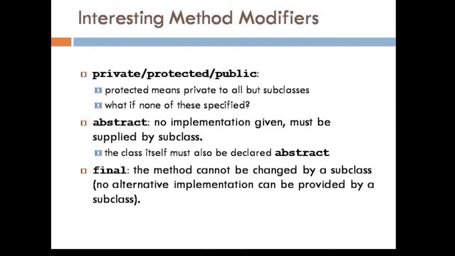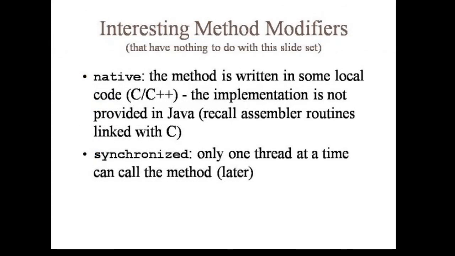What are final classes? Final classes or methods cannot be changed by a subclass. No alternative implementation can be provided by a subclass. If there is a final method in a parent class, then the body cannot be changed. There can be no modification made to that class in the subclass. Interesting method modifiers: native is a method modifier which is written in some local C code, and synchronized we will see a little later.